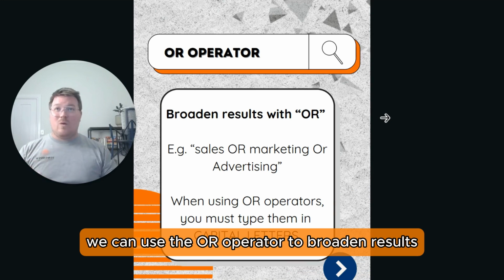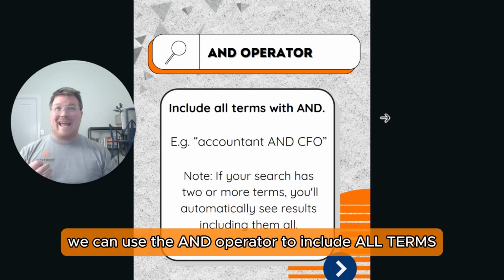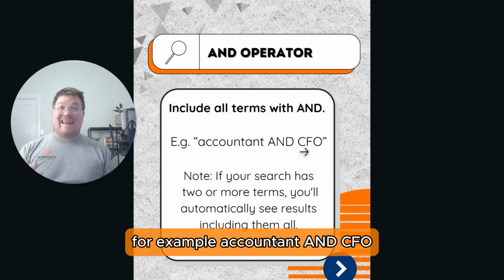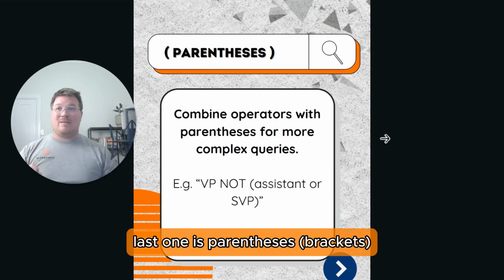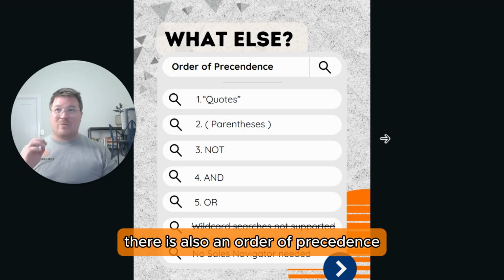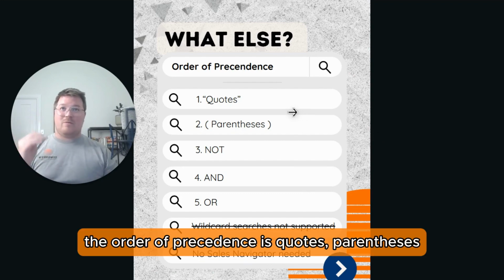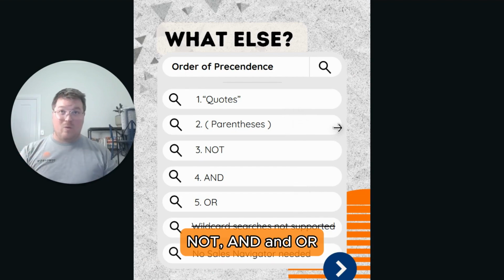We can use the OR operator to broaden results. Example, sales OR marketing OR advertising. We can use the AND operator to include all terms. For example, accountant AND CFO. The last one is parentheses, brackets. They combine operators for more complex queries. There is also an order of precedence. So as you can see here, the order of precedence is quotes, parentheses, NOT, AND, and OR.